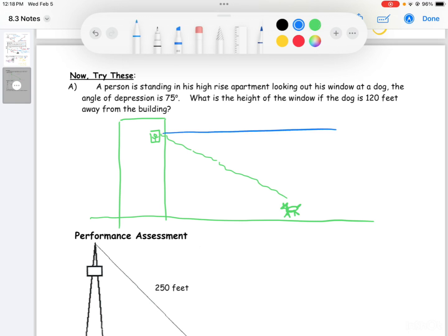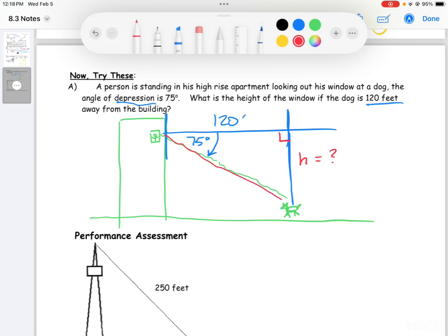And it says that they are looking down with an angle of depression, down at 75 degrees. And they see this dog that is 120 feet away from the building. So the dog to the building is 120 feet. And they want to know the height of the window. So we're looking for this side, the height of the window.